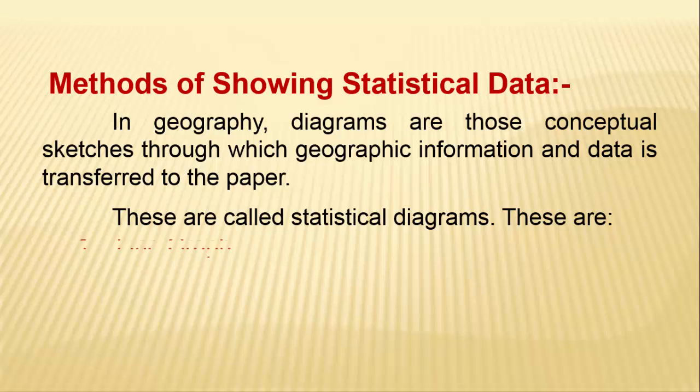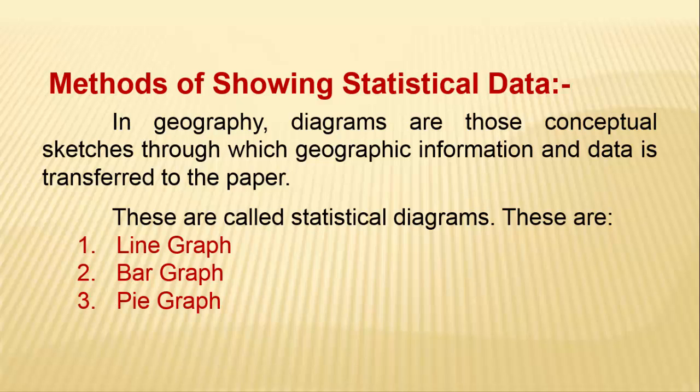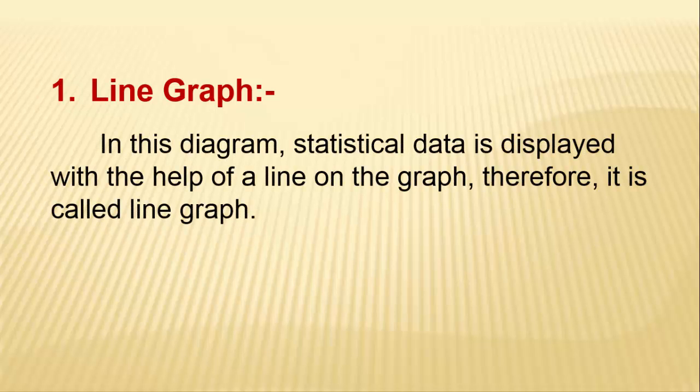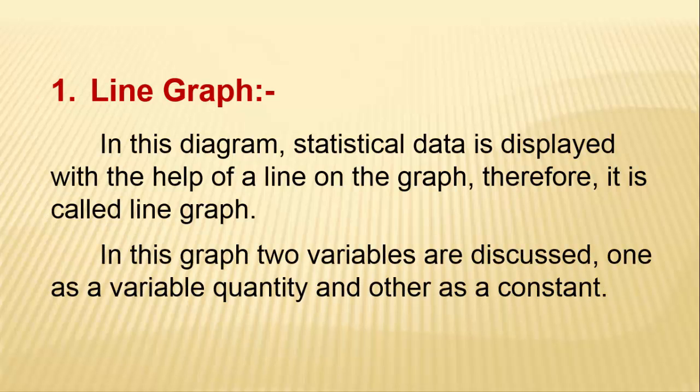These are line graph, bar graph, and pie graph. First of all, we are going to discuss the line graph. As its name shows, in this diagram statistical data is displayed with the help of a line on the graph. Therefore, it is known as a line graph. In this graph, two variables are discussed, one as a variable quantity and the other as a constant.